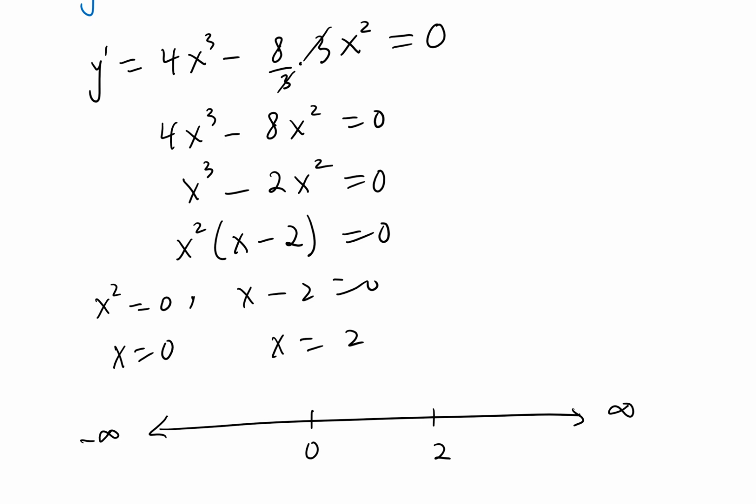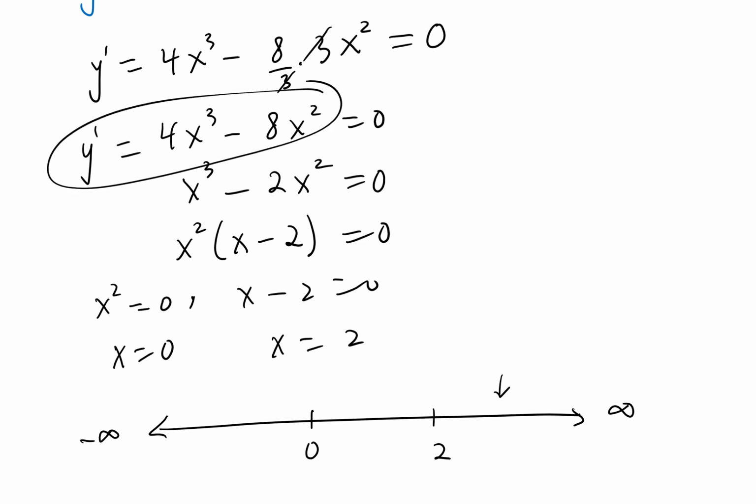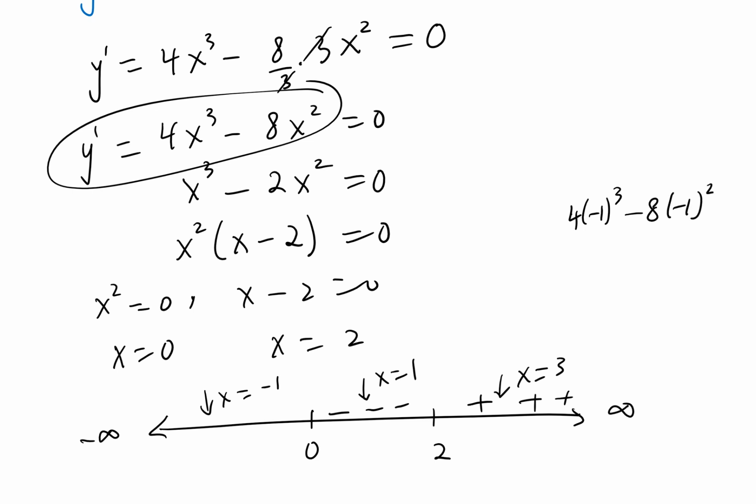Now we pick a value. Remember, that's y prime. We're going to substitute here. Let's say I'm going to pick x equals 3. If you substitute into the circled part to see if y prime is positive or negative, that's going to give us positive. If you pick x equals 1, that will give us negative. If you pick x equals negative 1, substitute it in step by step. That gives us 4 times negative 1, 8 times positive 1, negative 4 minus 8. It's negative 12, so that's negative. So it's going down, and then goes up.